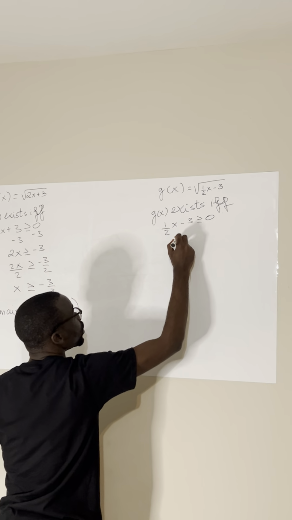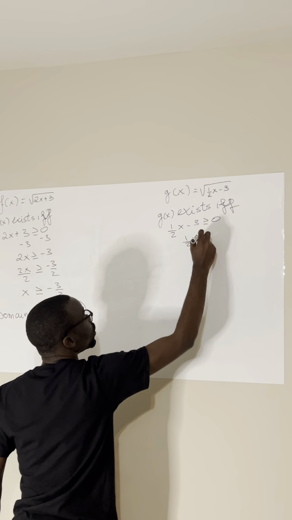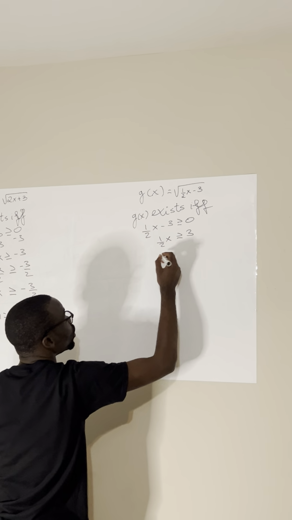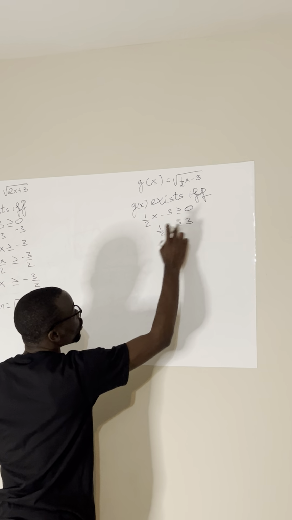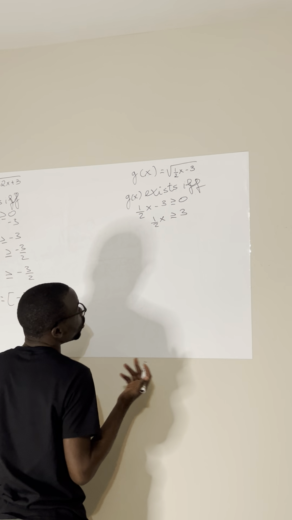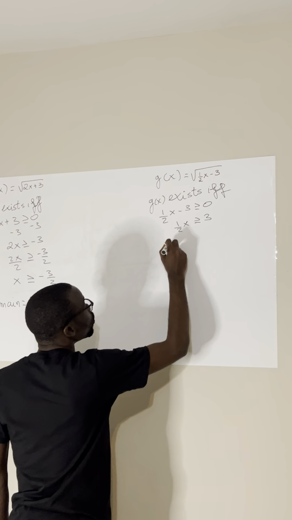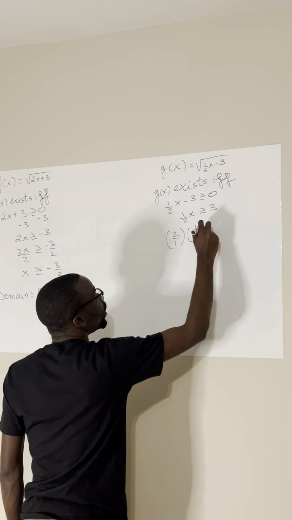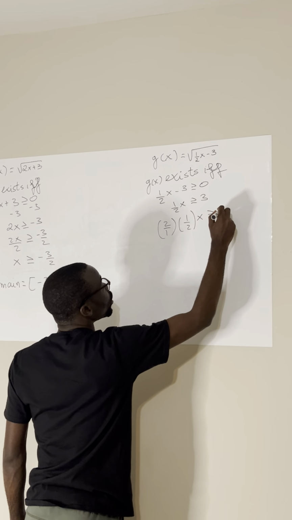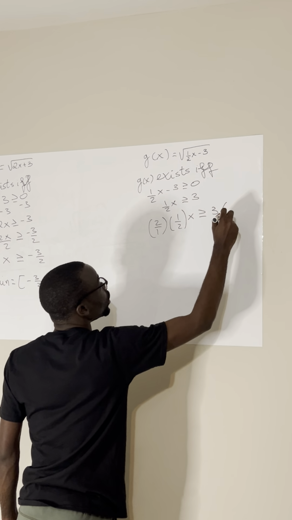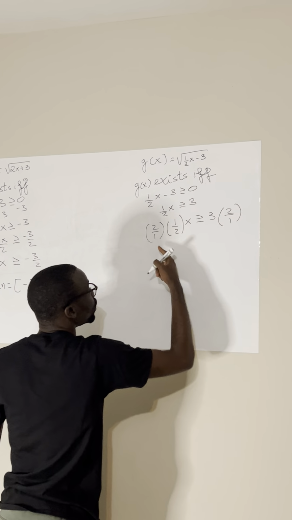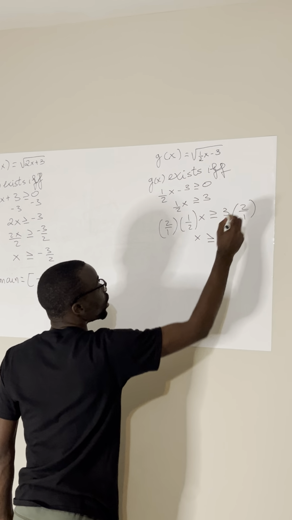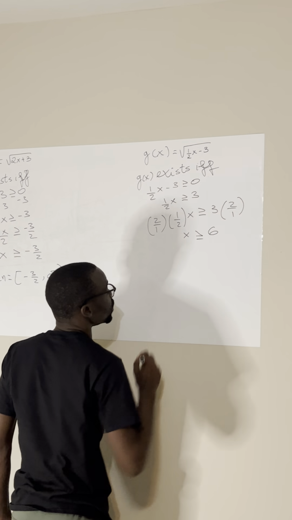Next, I'm solving for x in this inequality. So it moves to the right, it becomes 3. Now multiply both sides by 2 over 1. So 2 times 1 half x is greater or equal to 3 times 2 over 1. Now we can see that they can cancel, so now I end up with x is greater or equal to 6 over 1, which is 6.